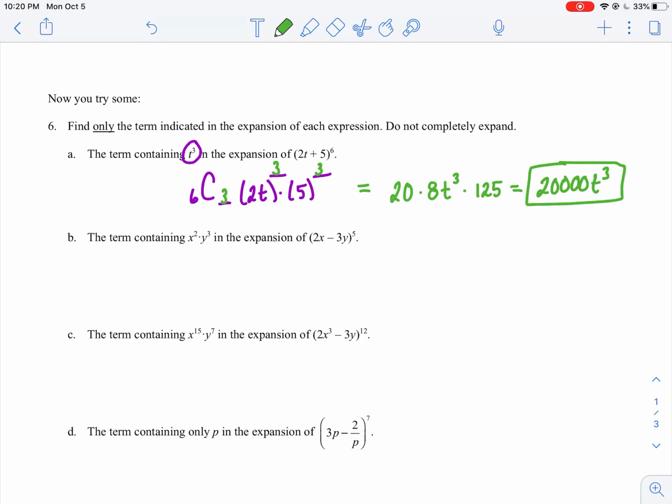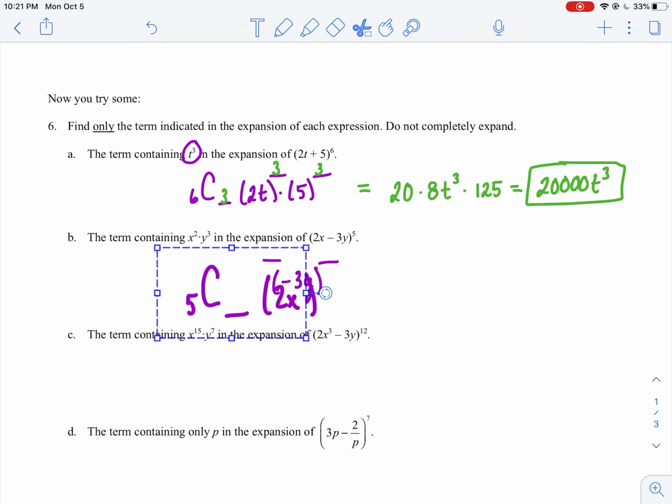All right, so same idea. So I want to come in here. I'm raising it to the fifth. So I know this is going to be 5 choose, fill in the blank. I know that 2x is going to go to a power. And I know that, and be careful on this one, negative 3y is going to go to a power. So we do want to include the negative there, okay?